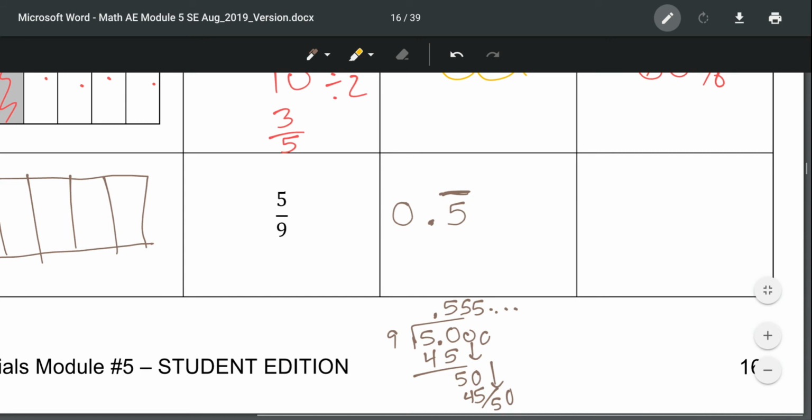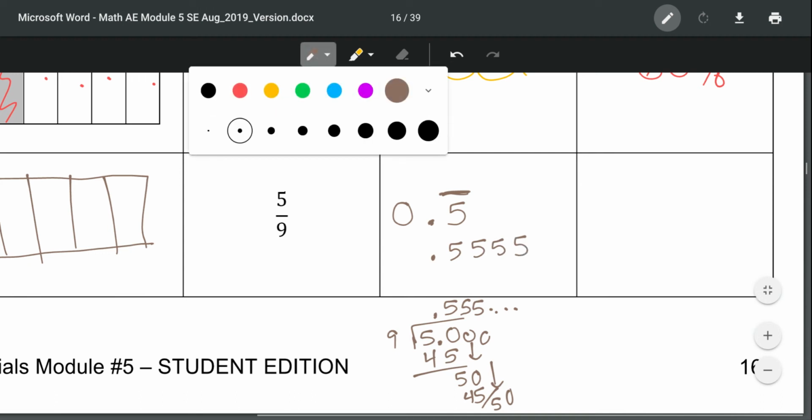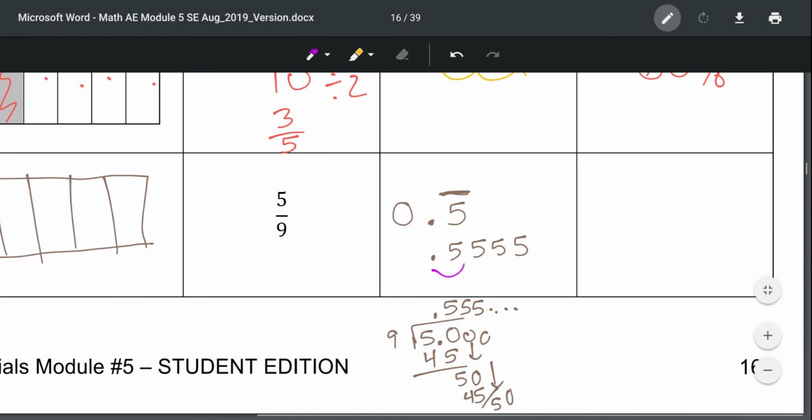Now to convert 0.5 repeating into a percent, I would write out a couple of 5s and then move your decimal point 2 places to the right. 1, 2. So you're going to get 55. Remember that 0.5, the 5 just keeps going, so this is the same thing as 55.5 repeating percent. So don't forget those repeating bars.